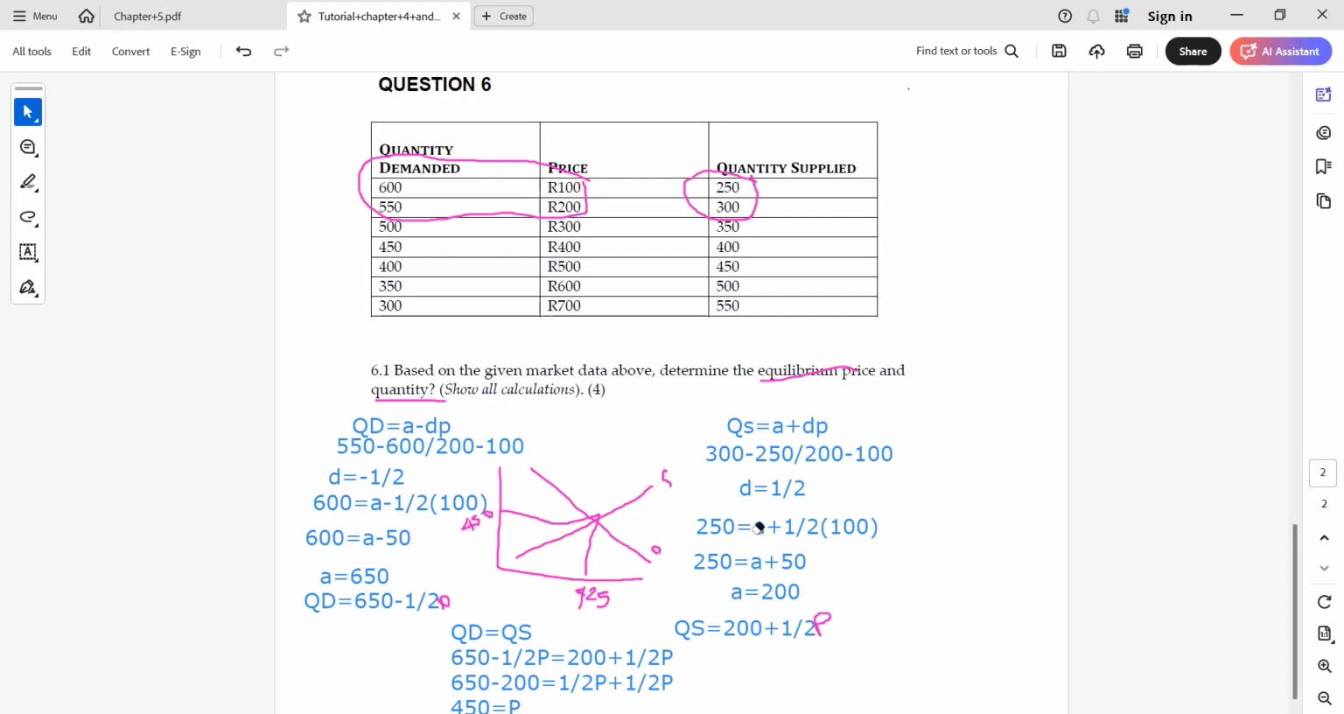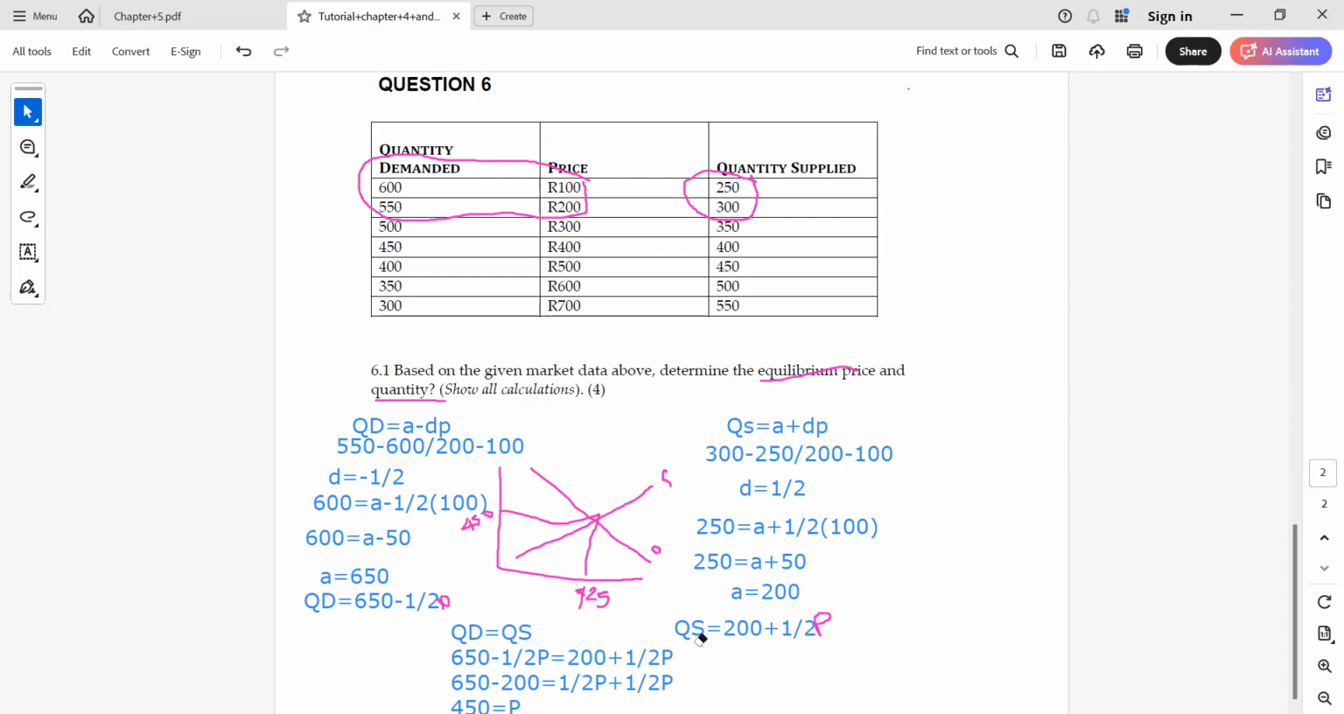And then we came here, we said routine, we took quantity supplied, the first row, which is 250 here, and then the price, which is 100 Rand on the same row. And then we wanted to get the A, which is a constant. So we did the same thing. We transposed 50 to this side. It was positive, and when it went to that side, it became negative. So 250 minus 50 was 200. So our A was 200.